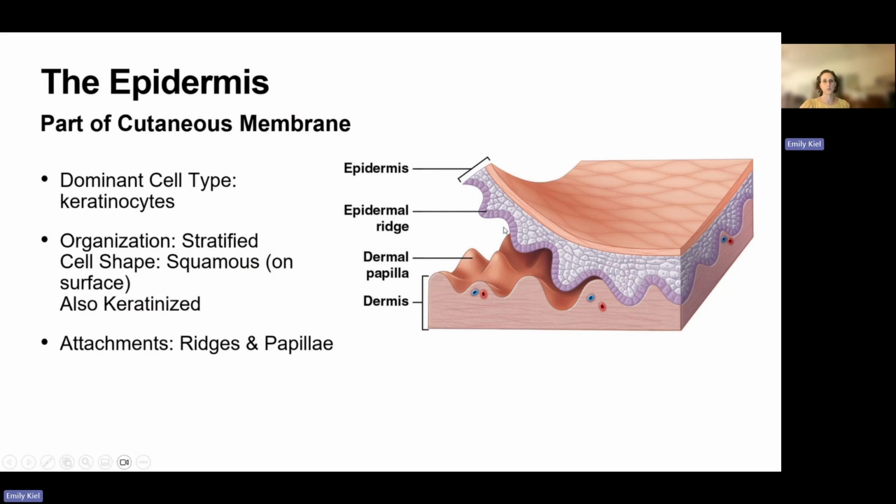You have these epidermal ridges that are going to interdigitate with your dermal papillae, and that's what's going to help your epidermis stay attached to your dermis and not just flake off. When these are separated, you might have a blister with some fluid between them. So remember, stratified, keratinized squamous cells in our epidermis.